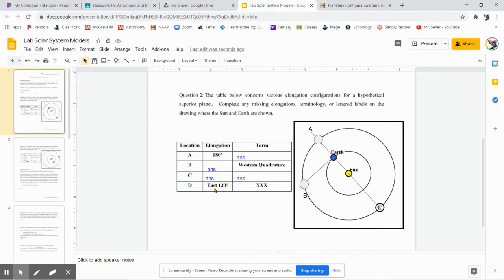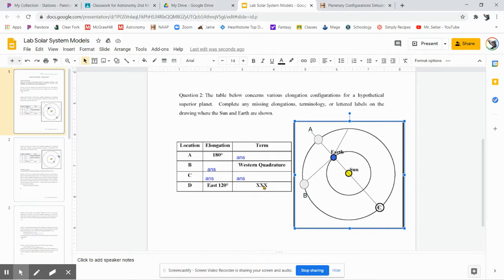Then it says east 120. So if this is west, this is going to be east, and we're going to have to do it about 120. So let's just say, let's draw a line. Again, this is not going to be perfect, you guys, but close enough. There's 90. I don't know, 100. We'll say 120 right there. Good enough. 120 degrees east.